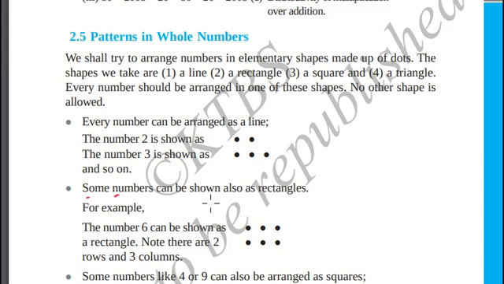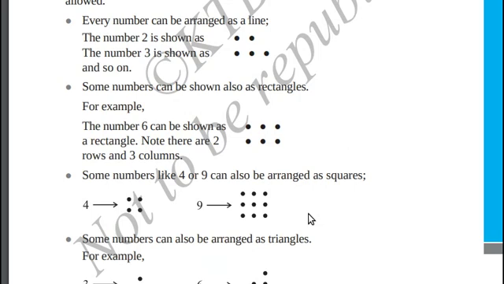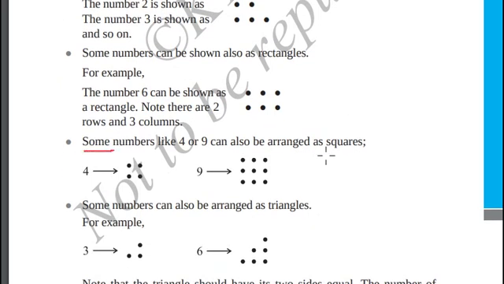Some numbers can also be written as rectangles. For instance, 6. We can write 6 with 3 dots as columns and 2 dots in rows. We have 3 columns and 2 rows. We can also represent this as 3 rows, 2 columns. Some numbers can be arranged as squares, like 4 and 9. Here we can see 2 rows, 2 columns. For 9, 3 rows, 3 columns.